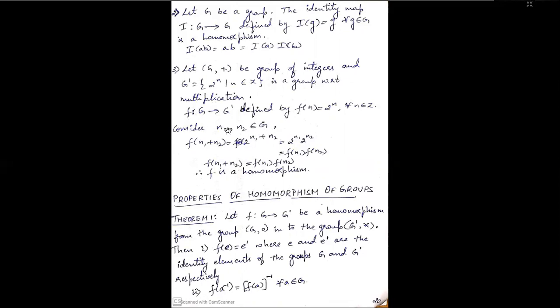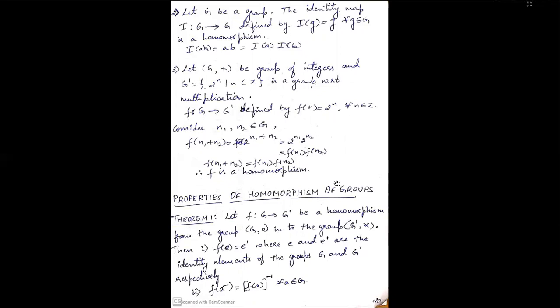For that, I take two elements of G, n1 comma n2 belongs to G, and then I take f of n1 plus n2. By the definition we have, f of n1 plus n2 is equal to 2 to the power n1 plus n2, and by law of indices, I can write this as 2 to the power n1 into 2 to the power n2, and we know that 2 power n1 is nothing but f of n1 and 2 power n2 is nothing but f of n2 by the definition. So we have f of n1 plus n2 is equal to f of n1 into f of n2. Here you have addition for G, whereas for G dash you have multiplication. So therefore we can conclude that f is a homomorphism.